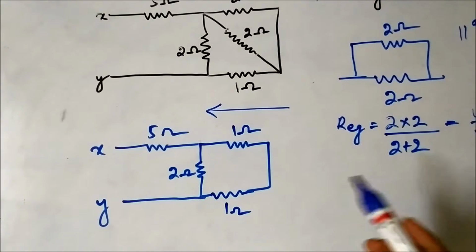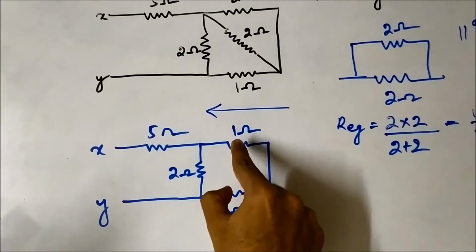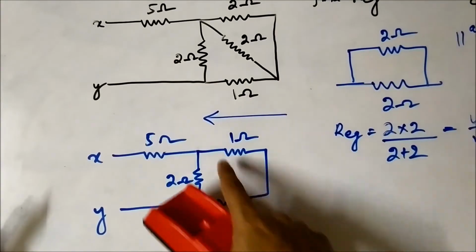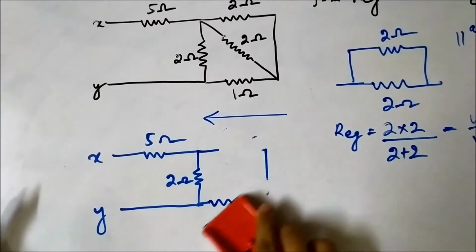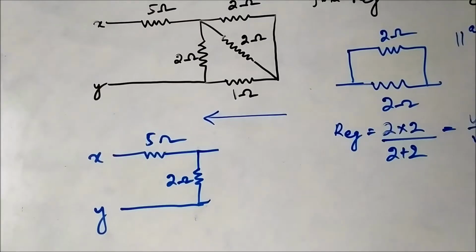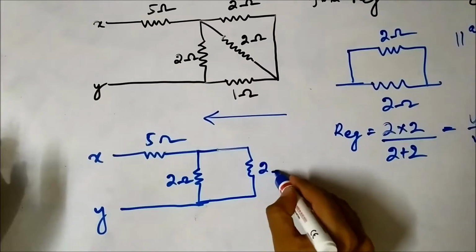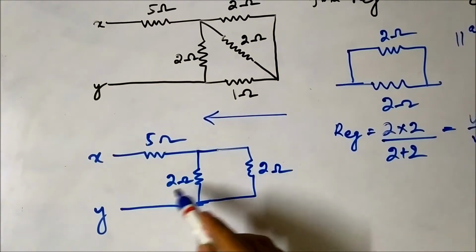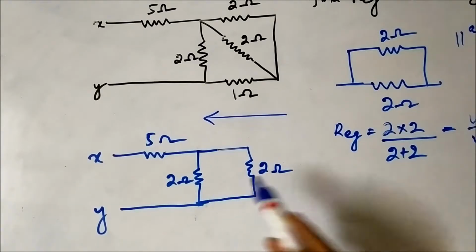So we can again combine them and redraw the circuit. This 1 ohm resistor is the equivalent resistance of the two 2 ohm resistors connected in parallel. If we combine them, we simply add the two resistance values, 1 ohm and 1 ohm, so we will get a 2 ohm resistor like this. Now these two 2 ohm resistors are in parallel connection. Just by looking at it we can say that.